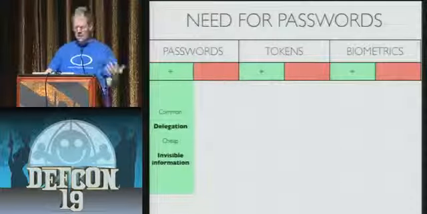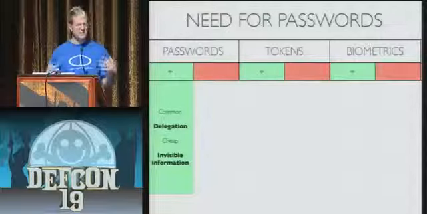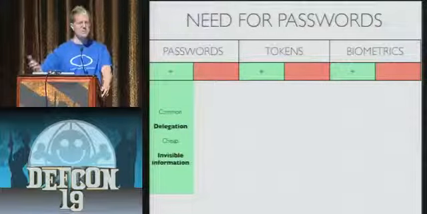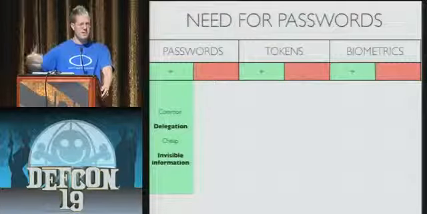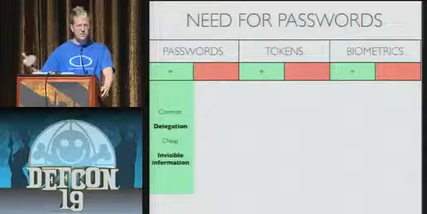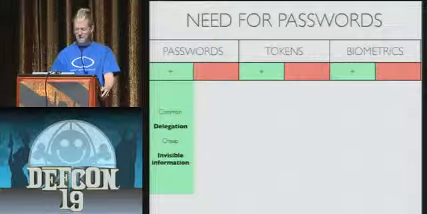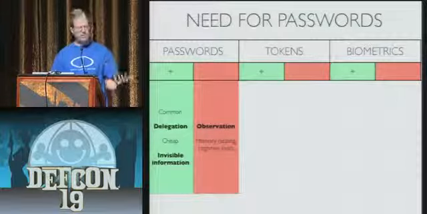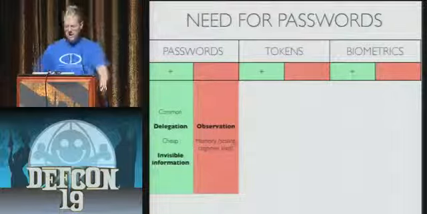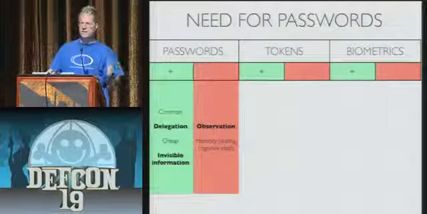So with passwords, the big advantages are that the information is invisible. So no one knows if you have it or not, and it can be delegated. So that means you can give it to someone else. If someone needs to get in something, you can give them your password. And delegation also includes replacement. If someone gets it, you can change it, and you can maintain security. The big drawbacks are that there's a cognitive load. You have to remember them, and they're susceptible to observation. If you know what it is, it's already copied.